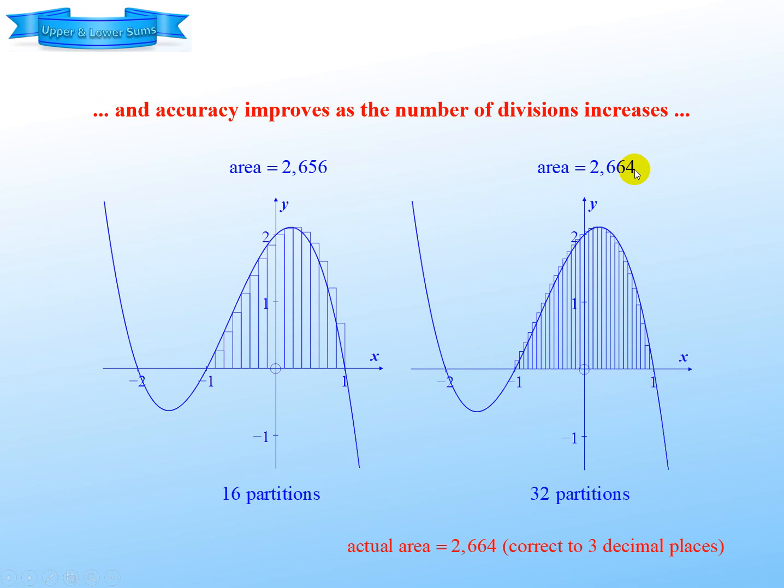So the more the partitions, the closer it gets. The actual area, correct to 3 decimal places, is in fact 2.664. So that was pretty good. What we lost, we've gained, mainly.